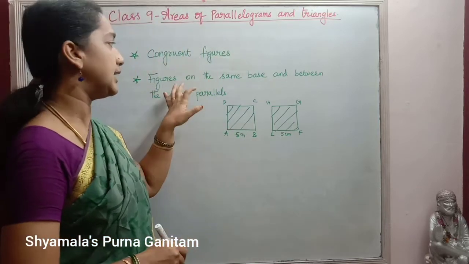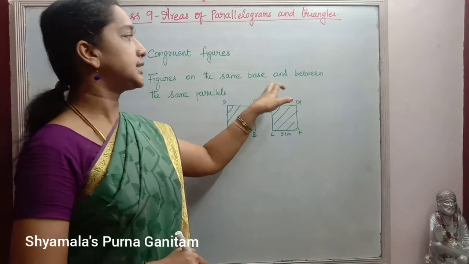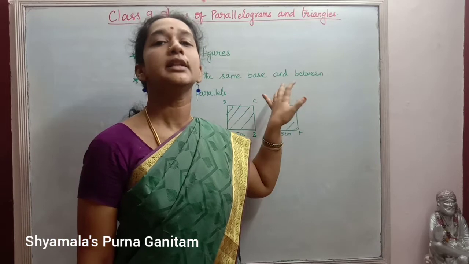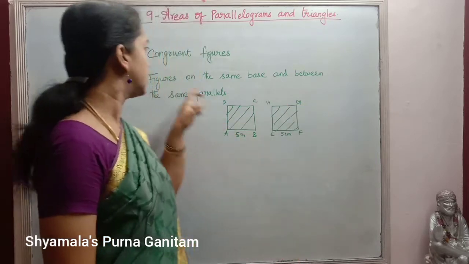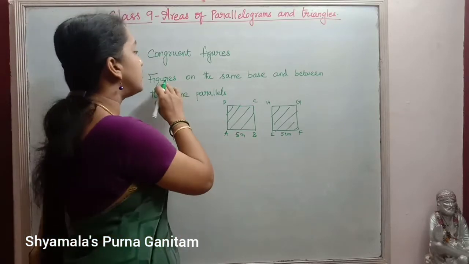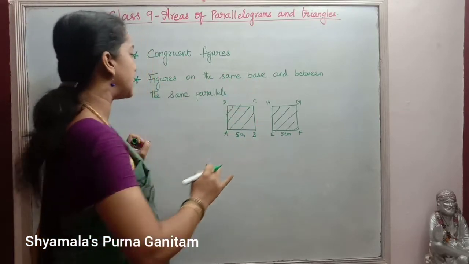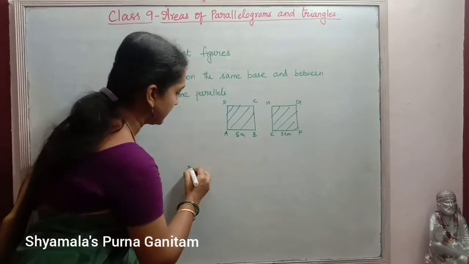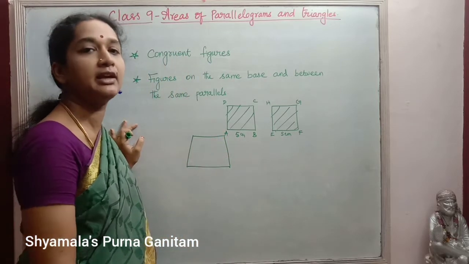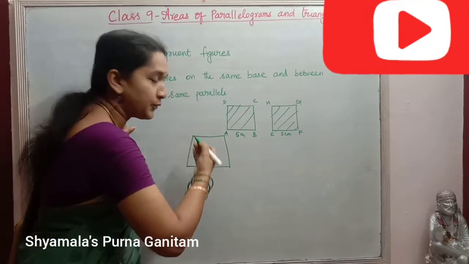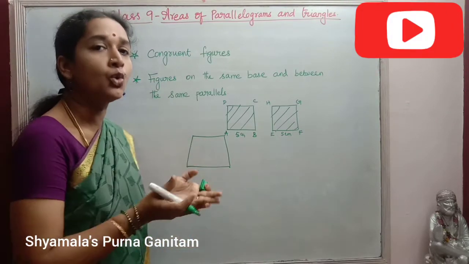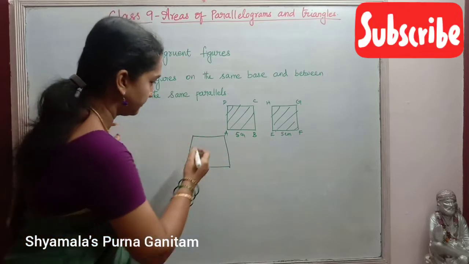Okay, now the next one is figures on the same base and between the same parallels. This is a very important property that we are going to use in this chapter. So when can we say that figures are on the same base and between the same parallels? When we take a quadrilateral, for it to be on the same base and between the same parallels, the two figures should be one over the other.